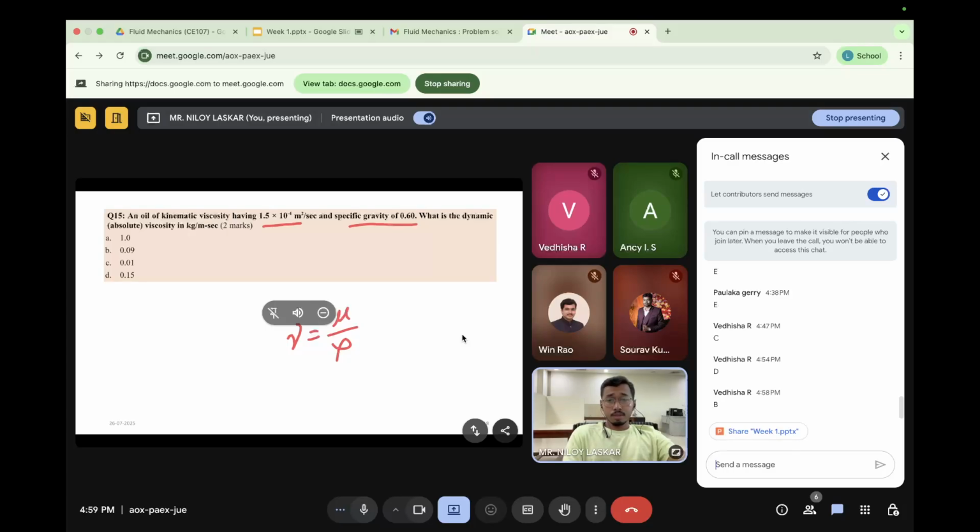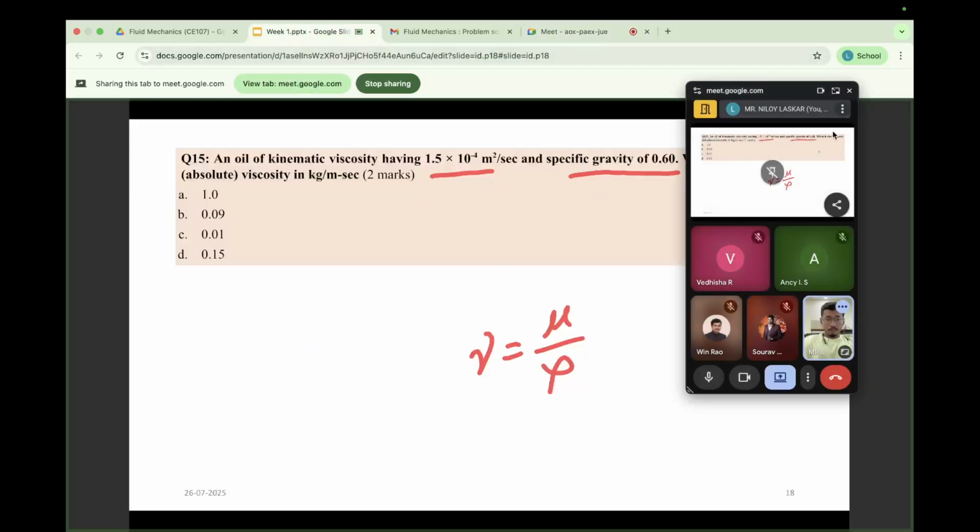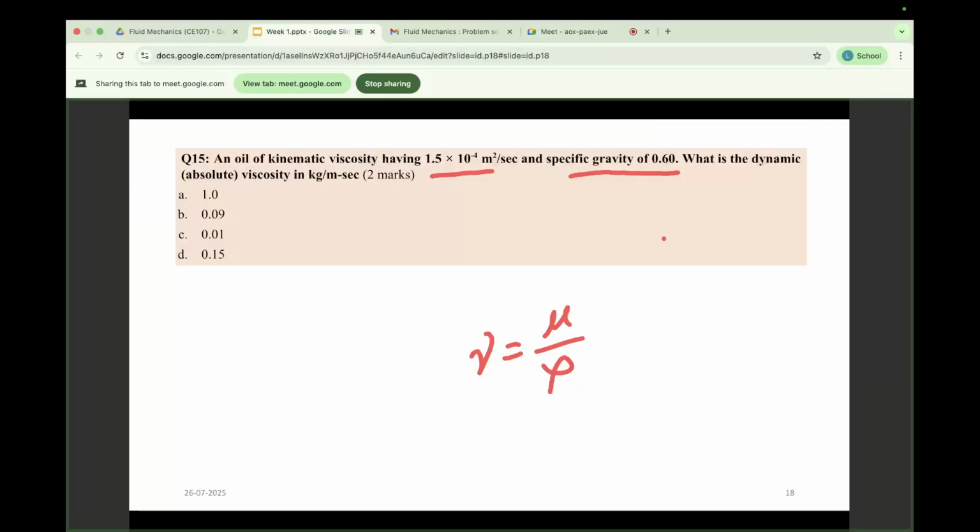B. Vidisha has answered. Yes, this is the right answer.